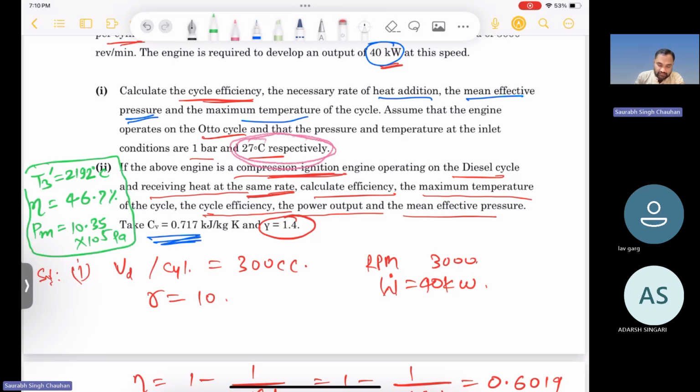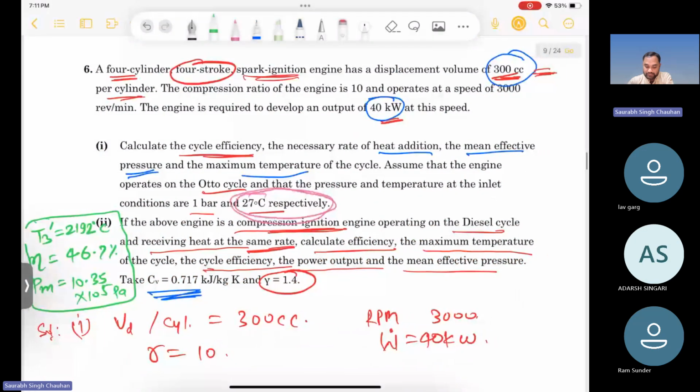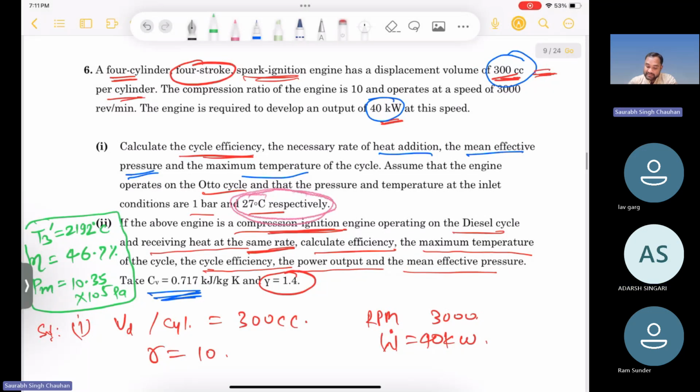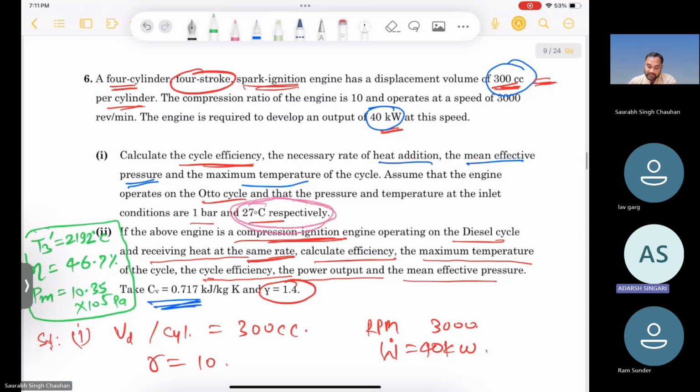Maybe in your calculation you can get slightly different values, maybe some percentage different, but the order will be the same. The important thing to note here is that the efficiency for the diesel will be higher or lower? Higher, sir, for the same compression ratio or a different compression ratio? Here, what is given in the question? The compression ratio is 10. It is given in the beginning itself.